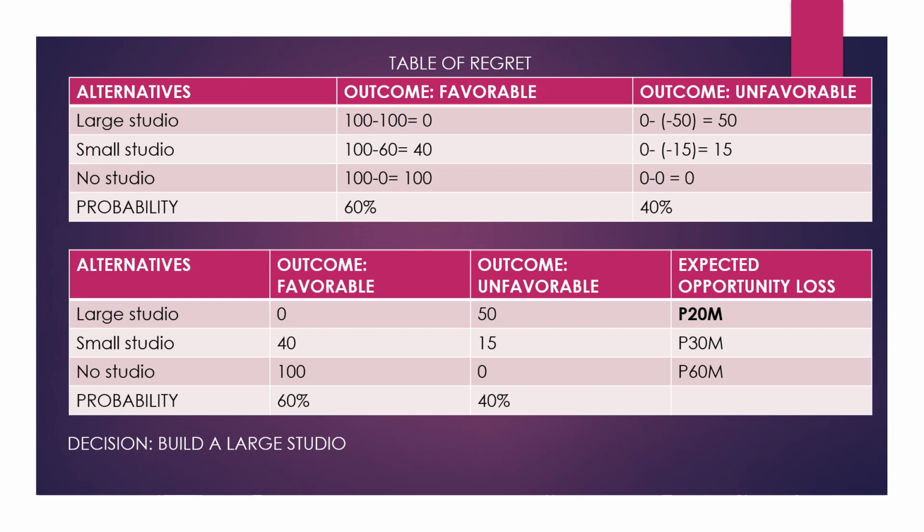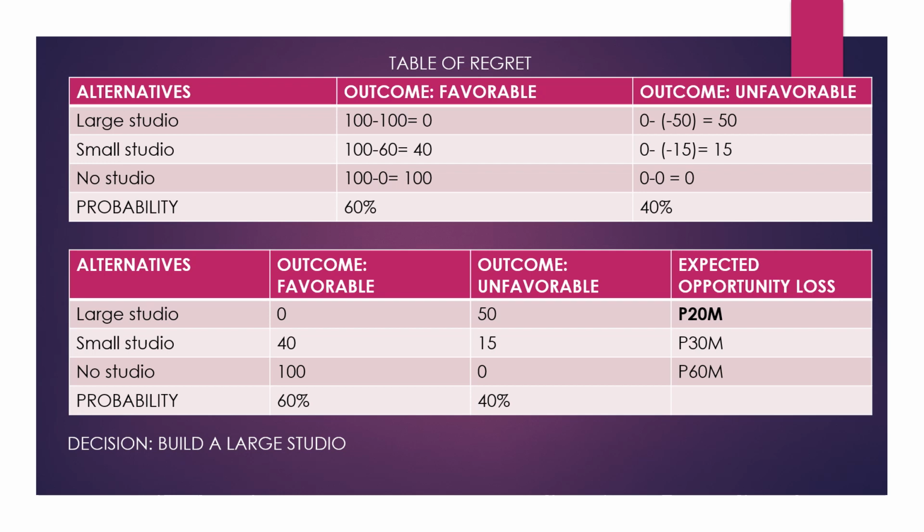Here, always remember that we are still in the environment of risk, so we have the probabilities of occurrence of 60% and 40%. To get the expected opportunity loss, the EOL, just multiply like we did in the EMV. Always take note that in the table of regret, values should be either 0 or positive. There are no negatives here like in our EMV computation.